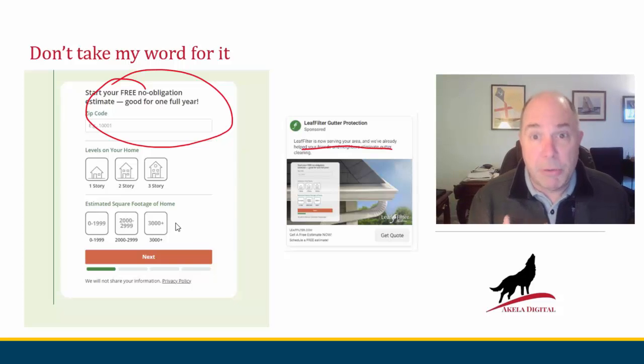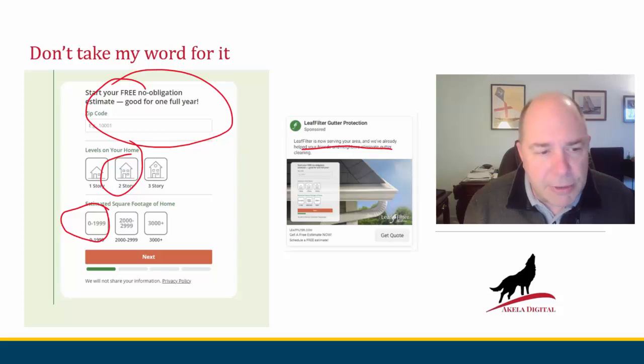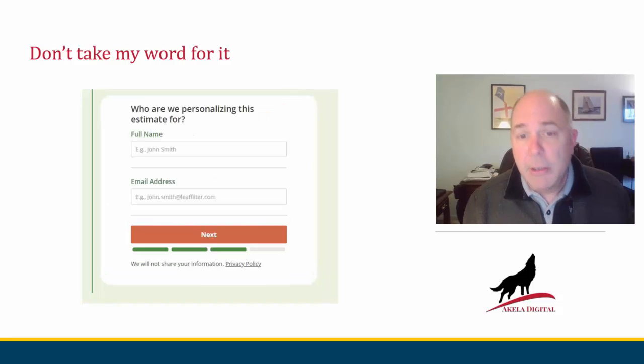Great. I thought, oh, that's pretty cool. That's kind of what we're doing here. So let me see what that is. Yeah, I got a 2-story house. I'm just at about 1,900 square feet. So, I click those 2 things and I go on and it says, all right, well, are you a senior in the military? Nope, I am neither. I click that. I move on.